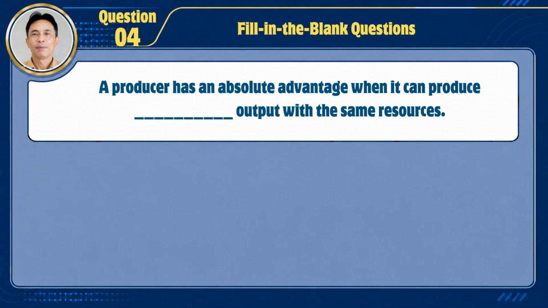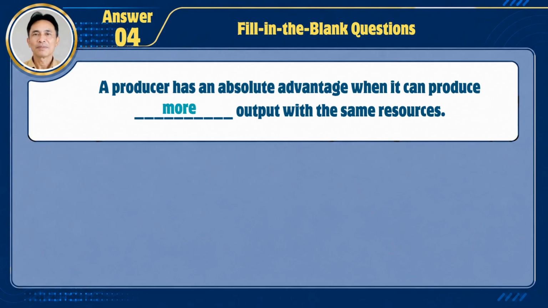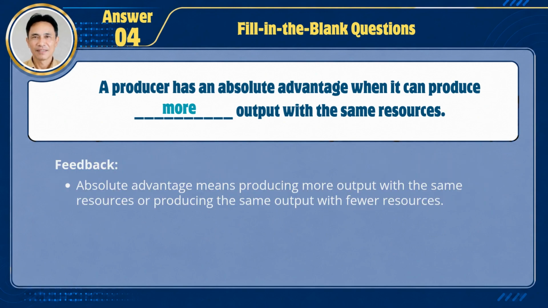Question number 4. A producer has an absolute advantage when it can produce what? Output with the same resources. Here's your hint. Absolute advantage focuses on productivity and total quantity produced. If you said more, you are absolutely correct. Absolute advantage means producing more output with the same resources or producing the same output with fewer resources.